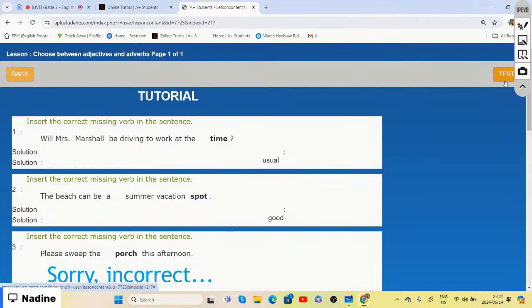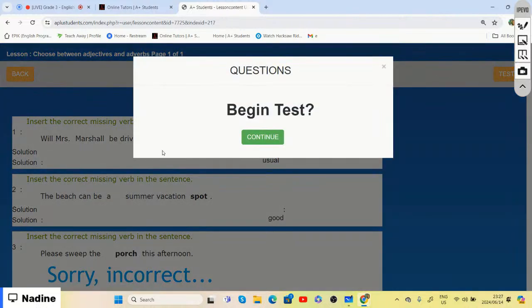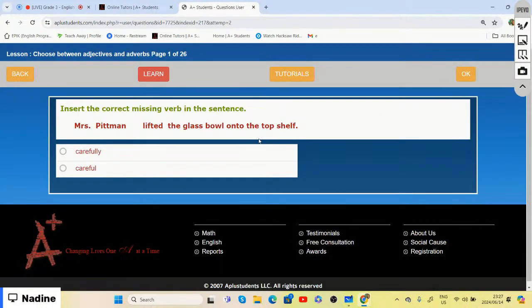All right, let's go to our test where we are going to choose between an adjective or an adverb. Remember, an adjective tells us more about the noun, whereas an adverb tells us more about the verb. So we are either going to choose an adjective or an adverb.